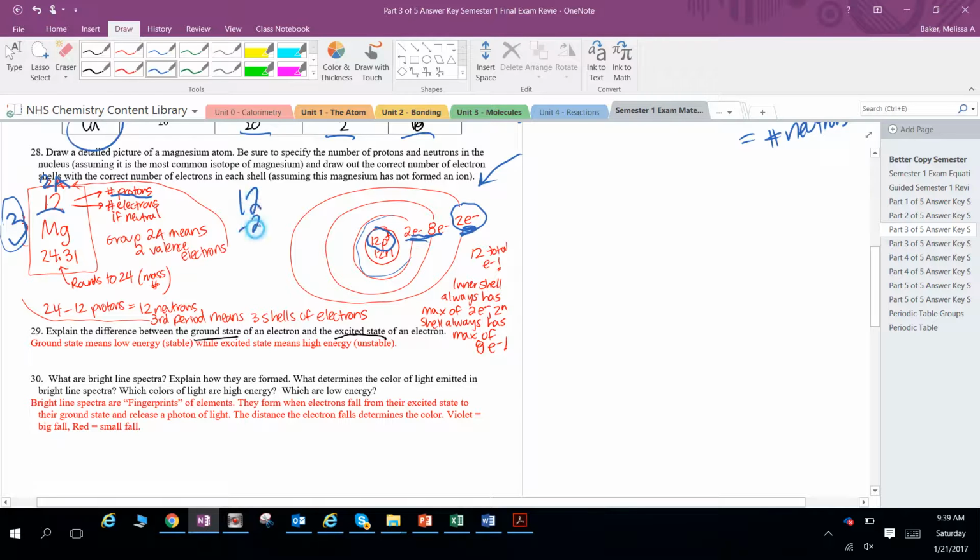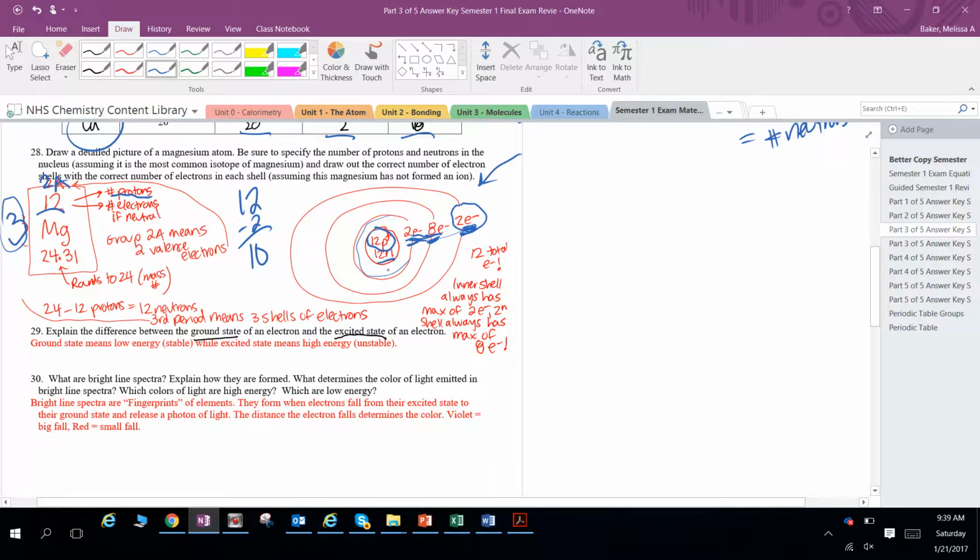12 electrons minus 2 in the outer shell leaves 10 in the core. You kind of have to remember that the inner shell always has a max of 2 electrons, and that second shell always has a max of 8 electrons, which makes this work, because when I add those 3 together, I see, okay, it's got 12 total electrons.